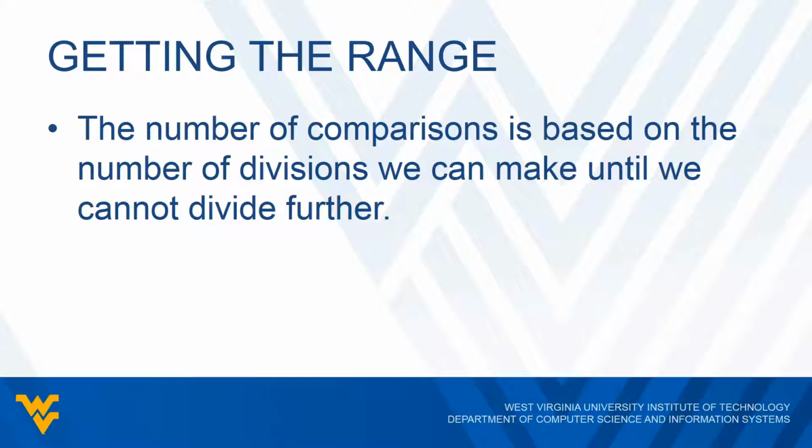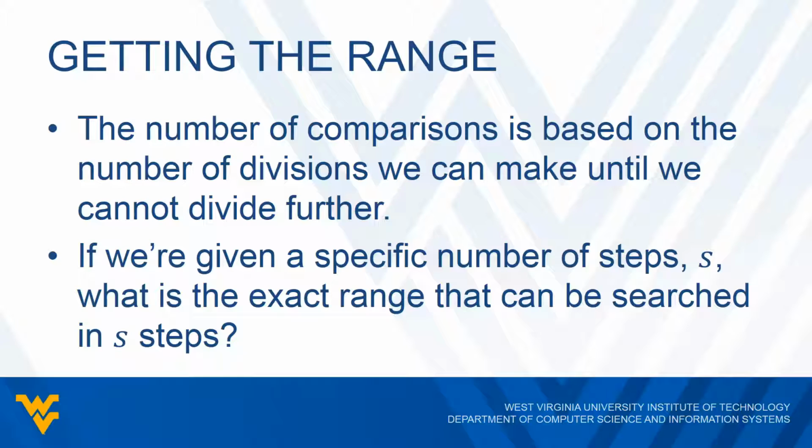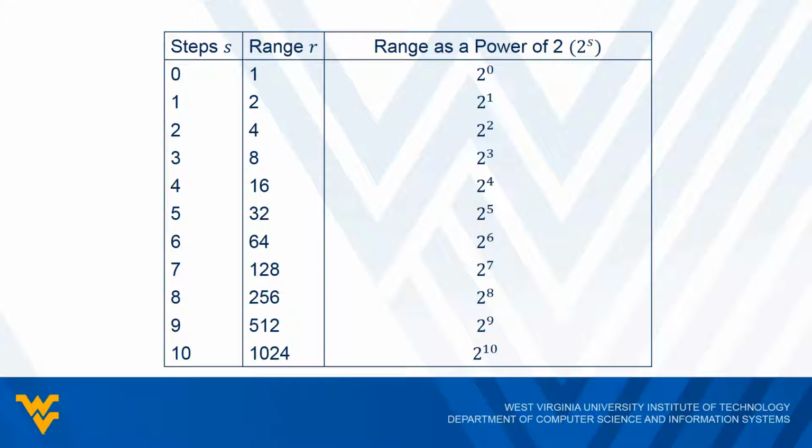So here's an interesting question. Let's say we're given a specific number of steps and a specific number of divisions, which we're going to denote as S. If we're given that, what is the exact range that can be searched in S steps? Here's a table that answers that question up to 10 steps. So if we have 0 steps, the only possible range is just that there's one thing. There's no comparison. In 1 step, we can have up to 2 things in there. If we had 2 steps, our range can be 4, and so forth.